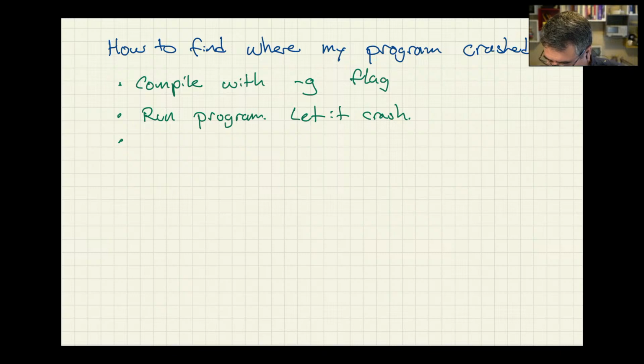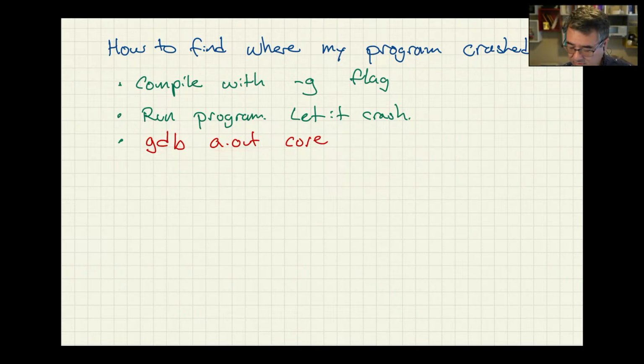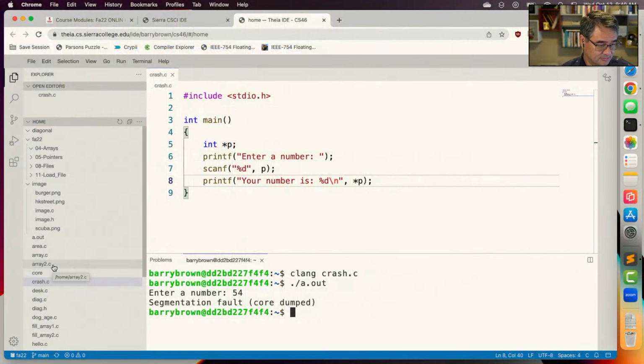So the command you'll type in is gdb a.out core. So that, let me fix this typo here. So that tells the debugger to look at the a.out executable and also match up to it the core file that was generated. Let's go and take a look at what it does.